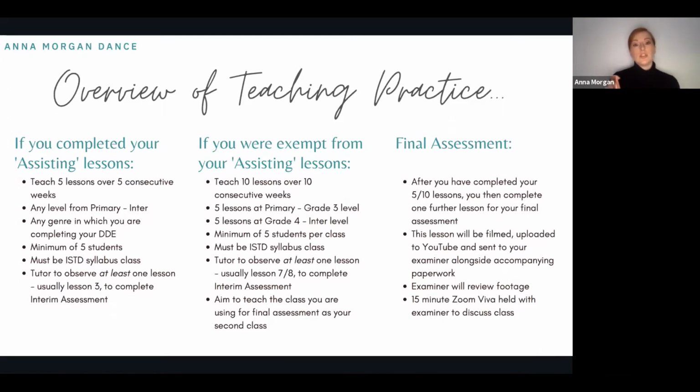Ideally, the class that you want to use for your final assessment will be the second class that you use, so that we can go straight into your final assessment. And for either candidate, your final assessment is going to happen after you've done either your 5 or your 10 lessons, so it'll be your 6th or your 11th, and then you're going to complete one final lesson plan evaluation and teach a lesson, which will be filmed and uploaded to YouTube, which your examiner will then watch and review the footage and mark you, and then you'll have a 15-minute Zoom Viva, which is a conversation between you and your examiner to discuss how you got on.